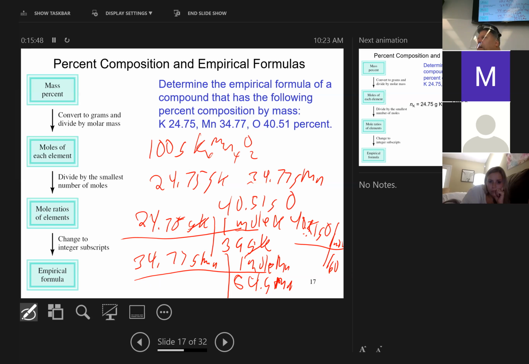Well, you're given that it's percent composition, right? Okay, if you have 100 grams of material and your potassium is 24.75%, how many grams of potassium would be there? 24.75. You start off with 100 grams of material. You're given this is 24.75%, right? You change it to a fraction, multiply that times 100. That'll give you that amount of grams of potassium. Okay? It's a direct conversion.